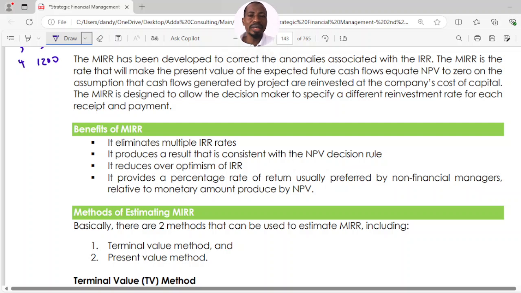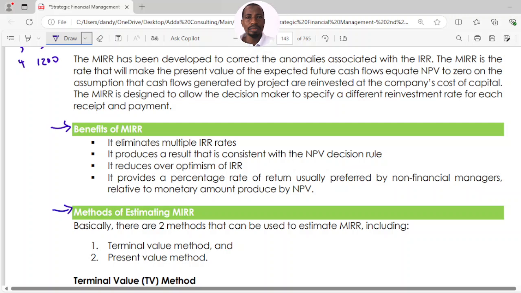However, what are the methods of determining modified internal rate of return? Basically, there are two methods of calculating modified internal rate of return. You can either use terminal value method or you use present value method. Whichever of the two methods that you use, you are going to get to the same answer. However, at all times, the present value method should be used, especially if on the day of your exam, at the back of your question paper, the modified internal rate of return formula is given to you, it's expected that you are going to use the present value method. So I will show you later on as we proceed in this class.